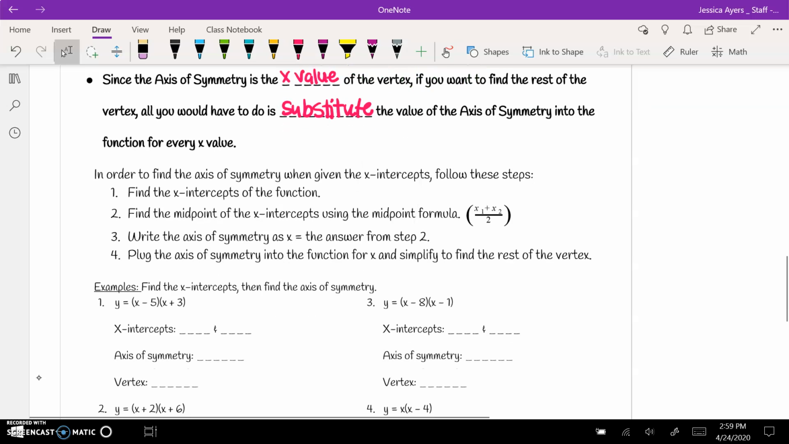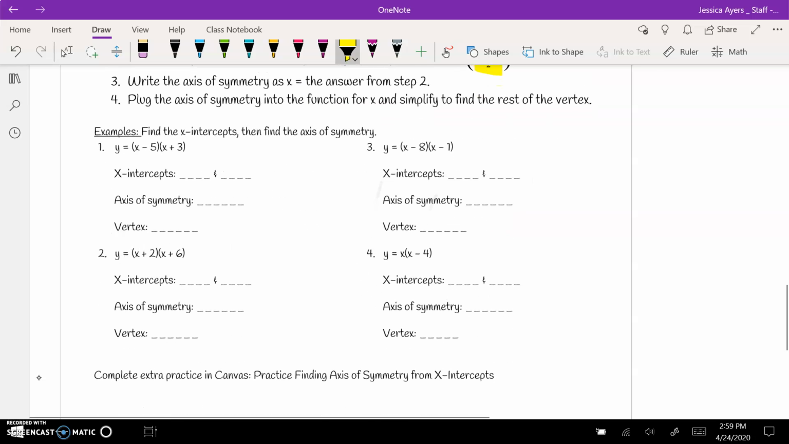So here are your steps. In order to find the axis of symmetry when given the x-intercepts, you follow these steps. 1, you find the x-intercepts of the function. 2, you find the midpoint of the x-intercepts using that midpoint formula, which I have highlighted here for you. Then you'll write the axis of symmetry as x equals the answer from step 2. Then, to find the vertex, you plug the axis of symmetry into the function for x and simplify.